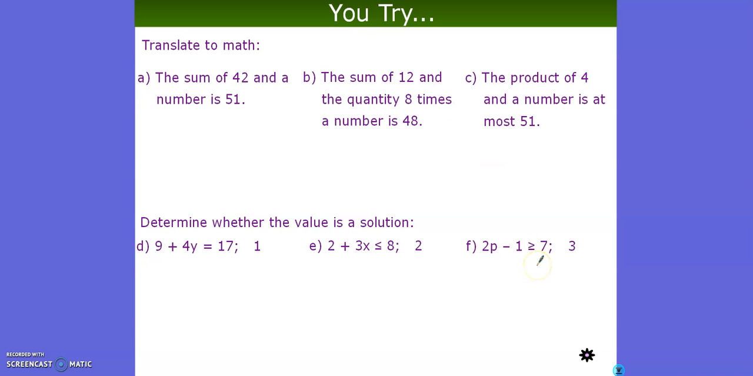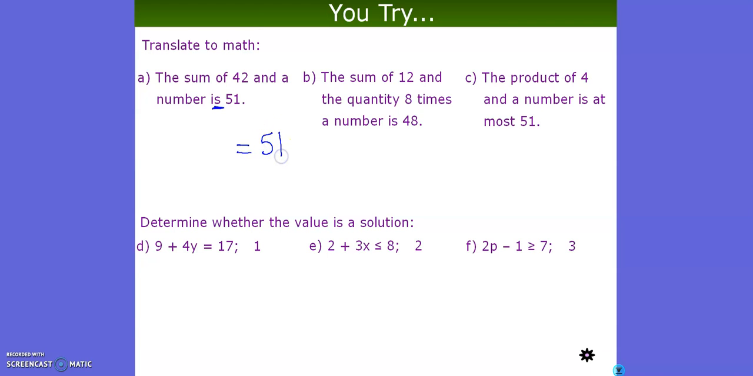So we have a couple of different examples here. We're going to translate, practice that, and also determine if the solution is true. So let's remember our translation from before. It says the sum of 42 and a number is 51. Now the word "is" is a representation of the equal sign. So I know over here I've got an equal 51.